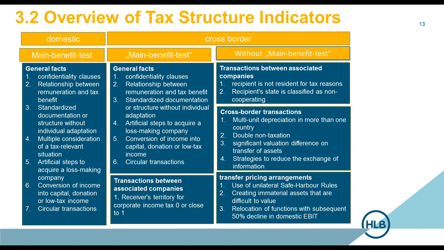Okay, we can leave this point open, I think. We will run out of time. But let me make just one point. If you are like us and have transfer pricing arrangements, on the bottom right you see there are only three points. But if you hit one of the three points, use of a unilateral safe harbor rule, or creating intangible assets that are difficult to value, this we have pretty often, or a relocation of function with a subsequent 50% decline in domestic EBIT, these are the cases where you fall under a mandatory disclosure rule.